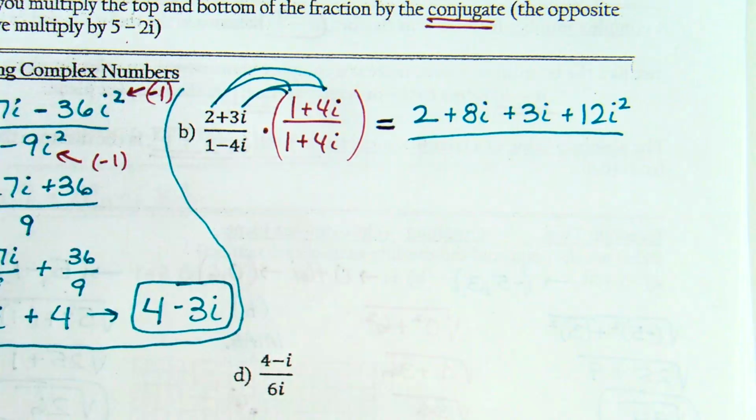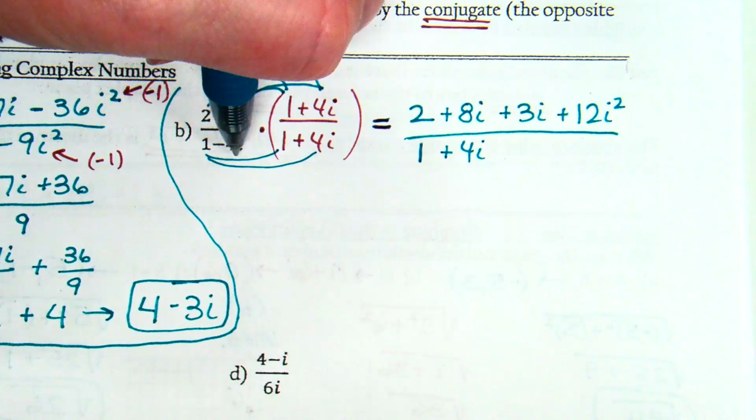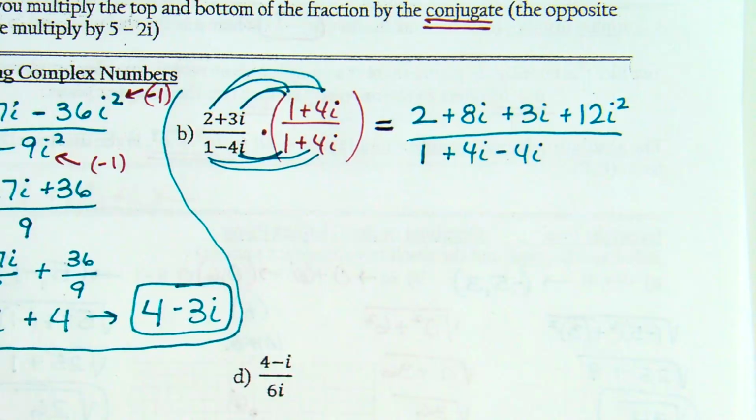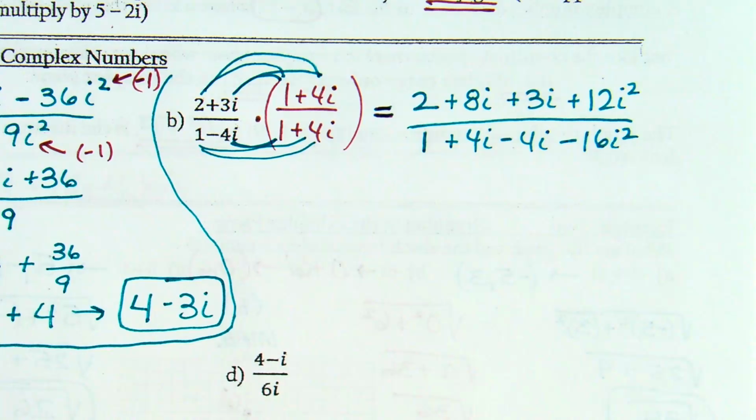Denominator. 1 times 1, 1. 1 times 4i, 4i. Negative 4i times 1, minus 4i. Minus 4i times positive 4i, minus 16i squared. And again, it's those tiny mistakes that will get you. As soon as I said it, though, I corrected it.